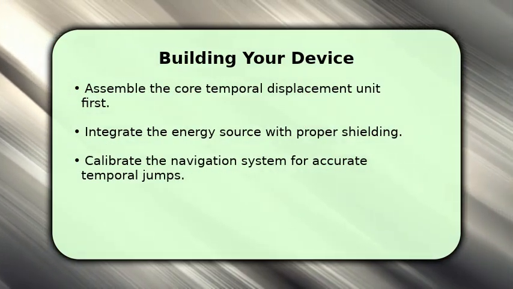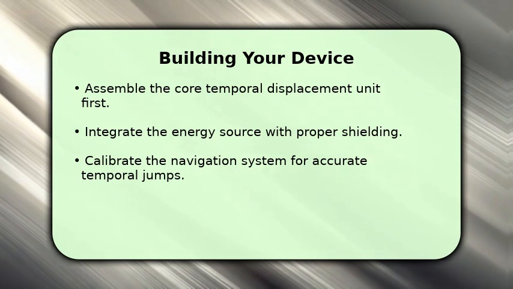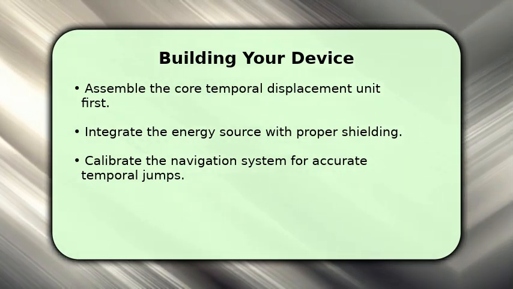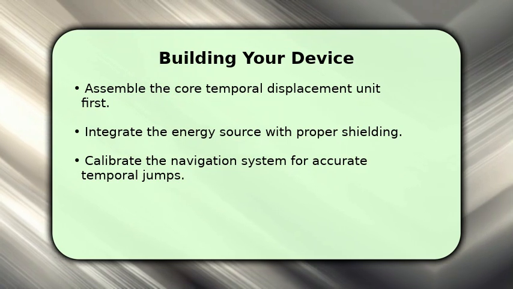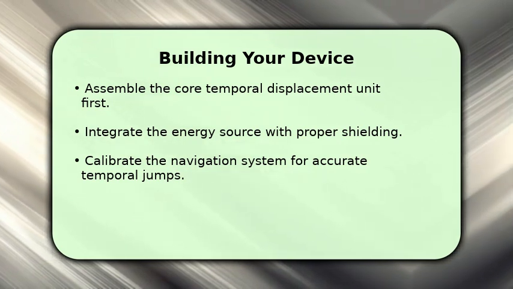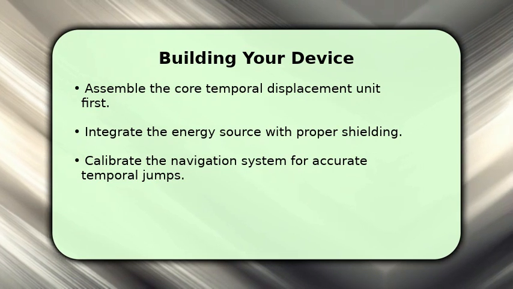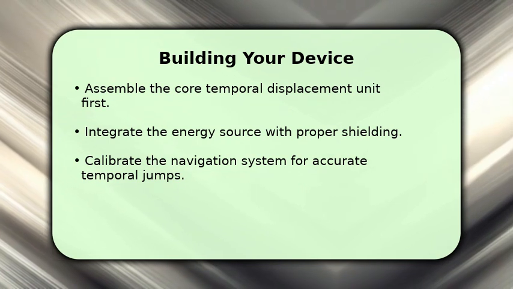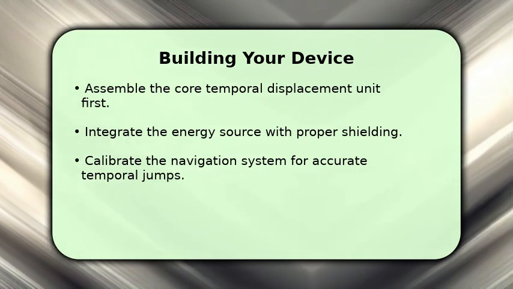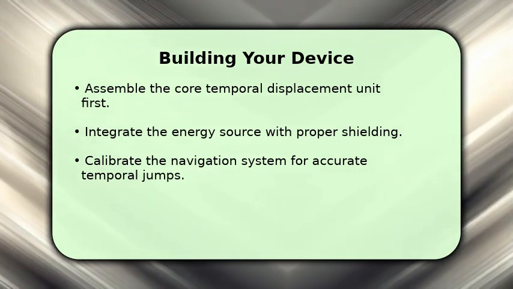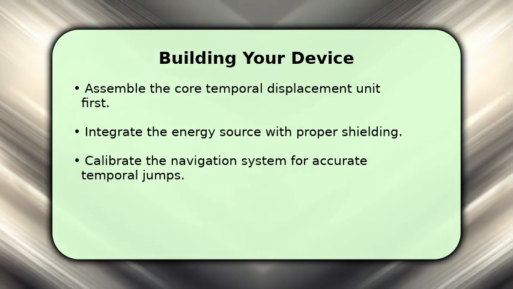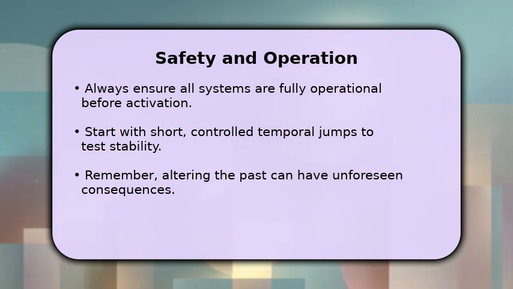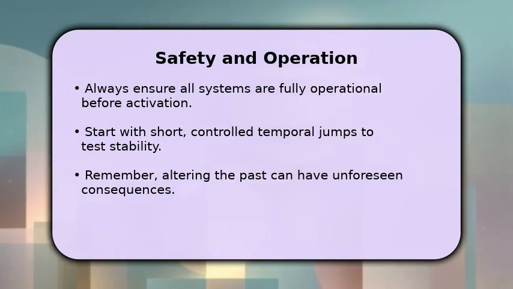Start by carefully assembling the temporal displacement unit, ensuring all connections are secure. Then, integrate your powerful energy source, making sure to include adequate shielding for safety. Finally, meticulously calibrate the navigation system. This step is vital for precise temporal targeting, allowing you to pinpoint specific moments in history or the future with accuracy. Before your first journey, always perform a thorough system check to ensure everything is fully operational.